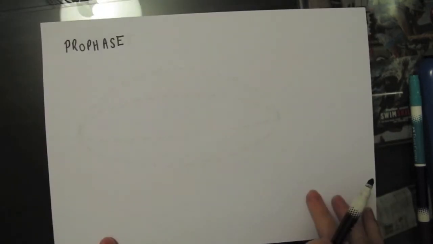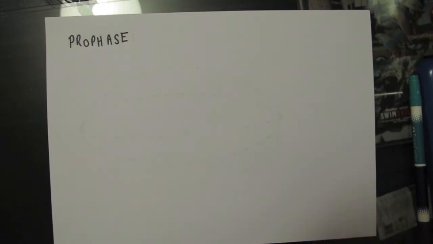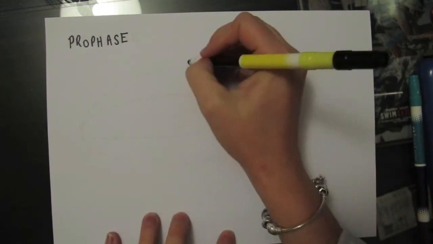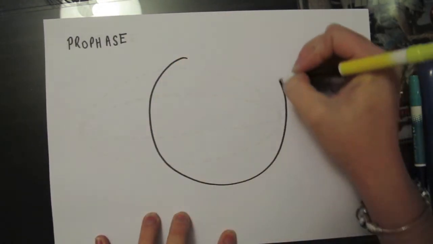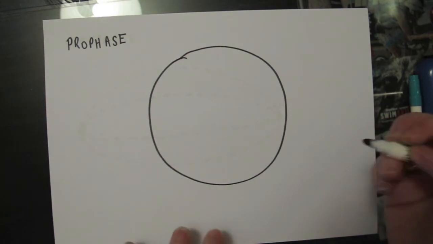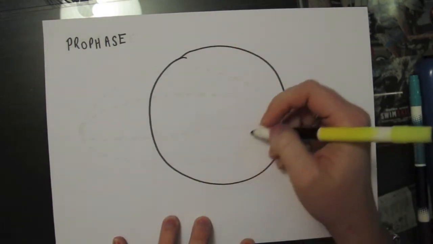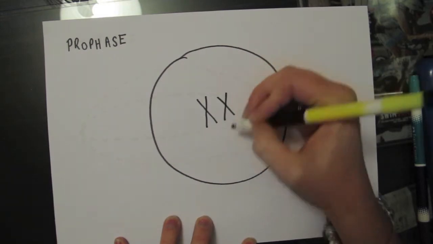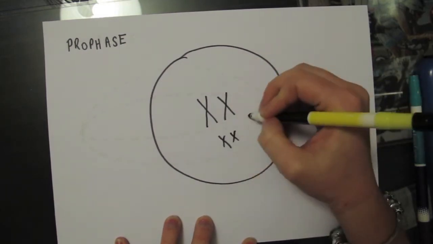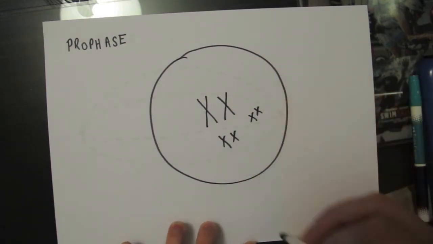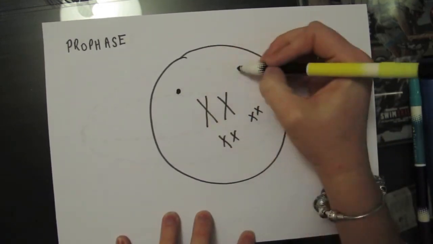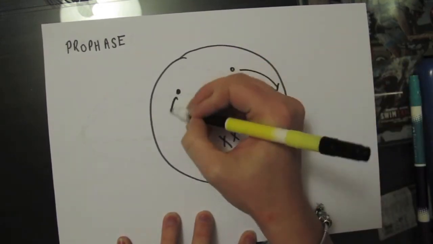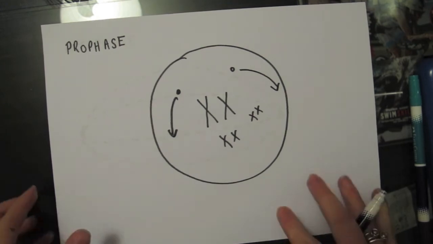The next stage of the cell cycle is prophase, and prophase is the first stage of the mitotic cycle. In prophase, the chromosomes really start to condense and the nuclear membrane will break down and disappear. You will start to see the chromosomes appearing as though they are X's in the cell area, and the centrioles will start to migrate towards the poles of the cell.